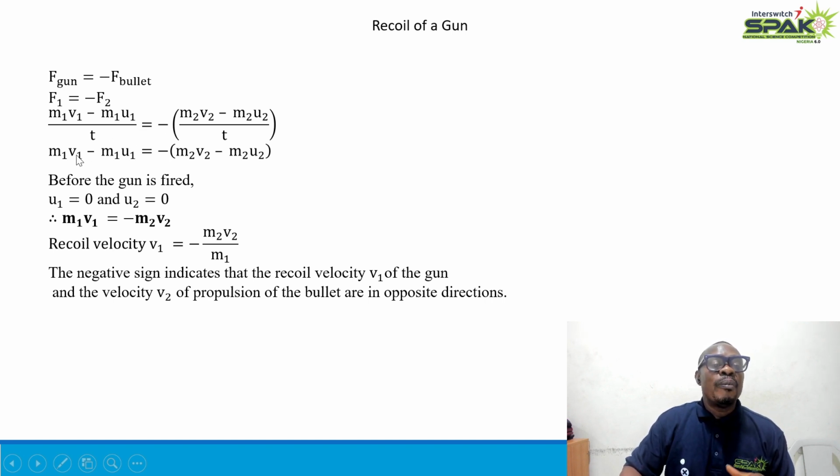Then we now have the change in momentum of the gun is equal to the change in momentum of the bullet. But at the initial state, before the motion took place, the gun was at rest, so also was the bullet at rest in the gun. So when you substitute 0 for u1 and u2 in the equation we have up here, finally we now have m1 v1 equal to m2 v2, meaning that the momentum of the gun is equal to the momentum of the bullet. The negative sign, of course, indicates that the bullet and the gun moved in opposite direction.